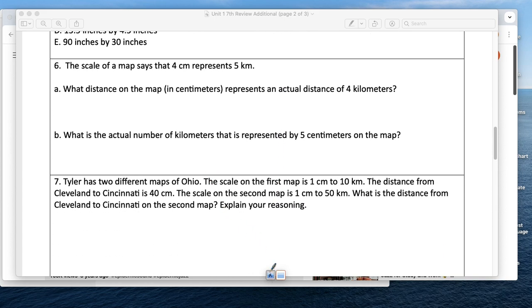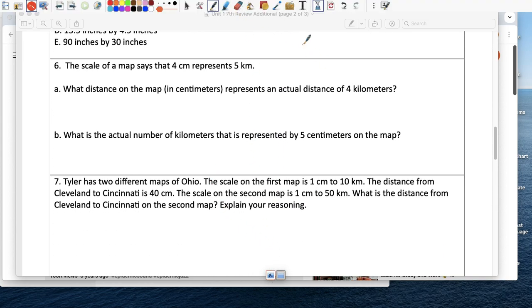Write the scale down. 4 centimeters, ladies and gentlemen. This represents 5 kilometers in your life. So 4 centimeters in your notebook represents 5 kilometers in your life. You want to simplify that? You can. Let's see if we need to.